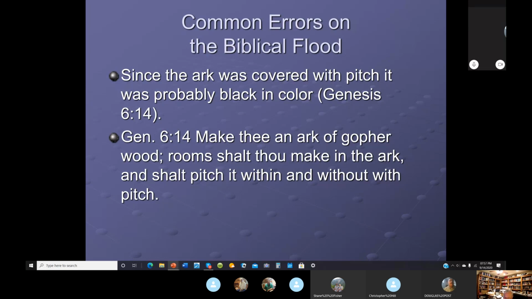Some translations have translated it as cypress wood. The NIV, I'm pretty sure, has it, and I think the New Revised Standard too. But there's a couple of translations. I looked them up, and they translated it as cypress wood. It could be cypress. I don't know. I think let's leave it as gopher wood, and that's just transliterated. We don't know what kind of wood it is.